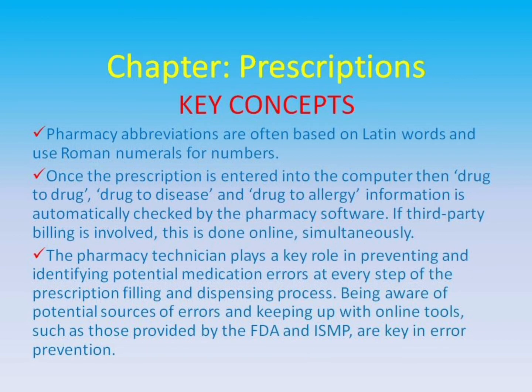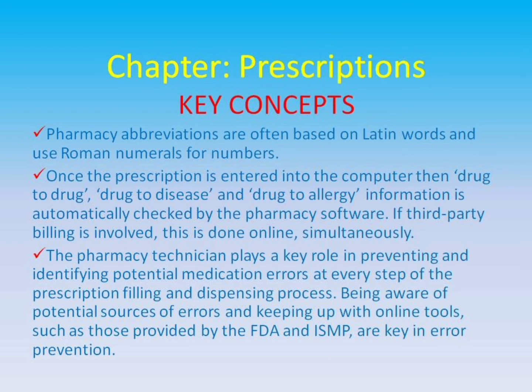Pharmacy abbreviations are often based on Latin words and use Roman numerals for numbers. Once the prescription is entered into the computer, then drug to disease, and drug to allergy information is automatically checked by the pharmacy software. If third-party billing is involved, this is done online, simultaneously.